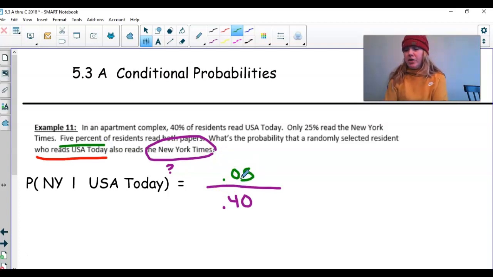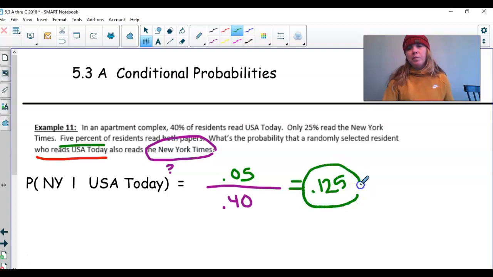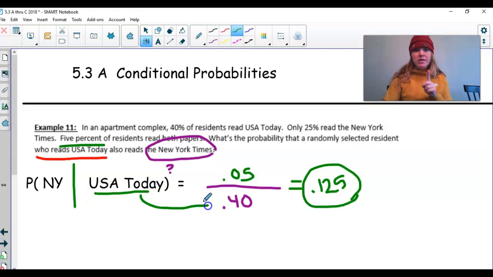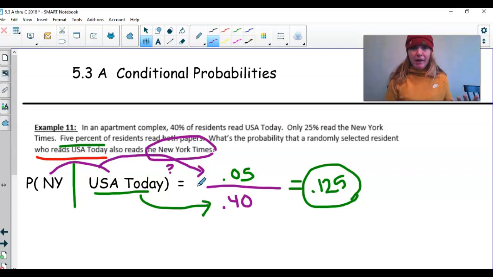We can put that in our trusty calculator, and we get 0.125. What do we do? We just reminded you: line, here's my given assumption, that goes in the denominator. Both goes in the numerator, and there's your conditional probability for you.